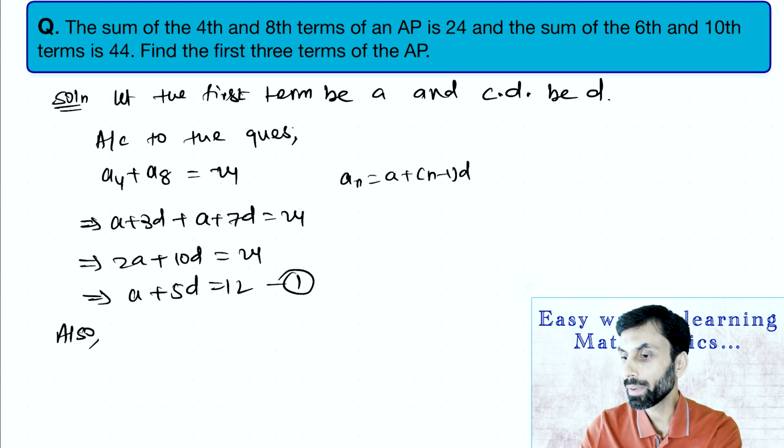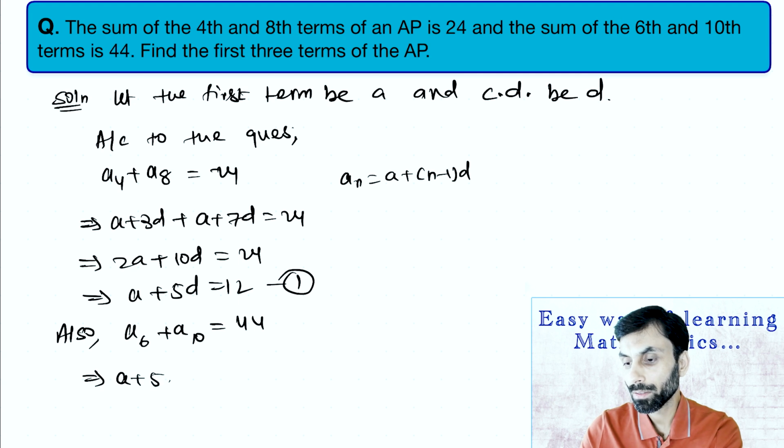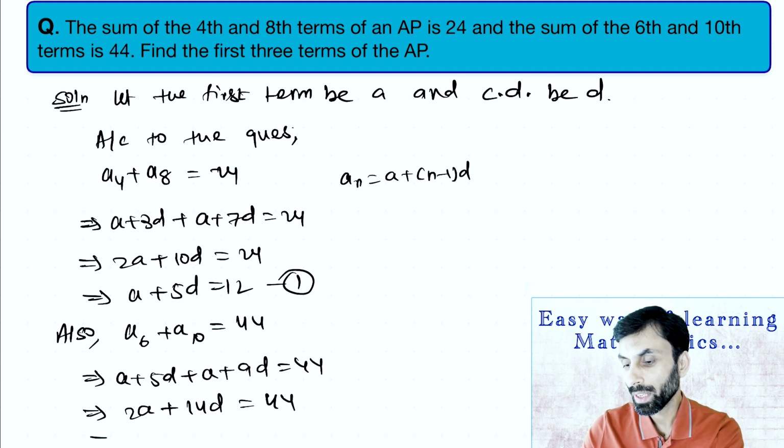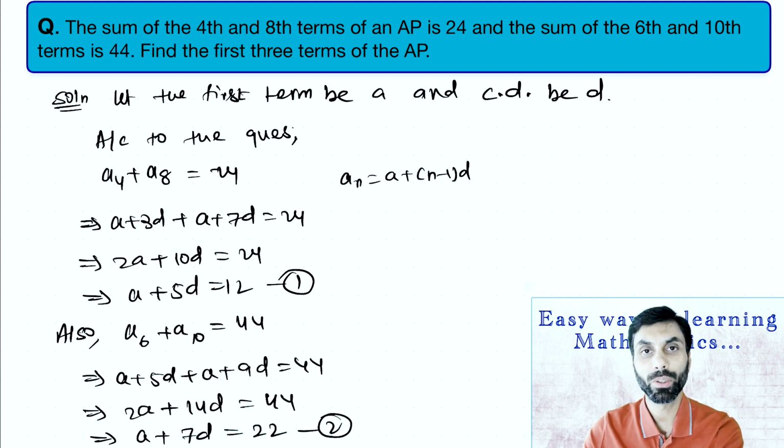Also, it is given that the sum of the 6th and 10th terms. So that means A6 plus A10 will be equal to 44. A6 we can write a plus 5d and A10 we can write a plus 9d, which will be 44. That can be written as 2a plus 14d equals 44, and then again taking 2 common and cancelling it, we get a plus 7d equals 22. That is equation number 2.